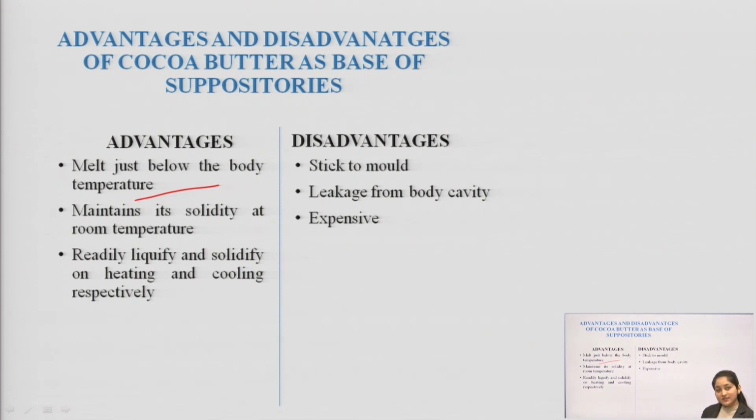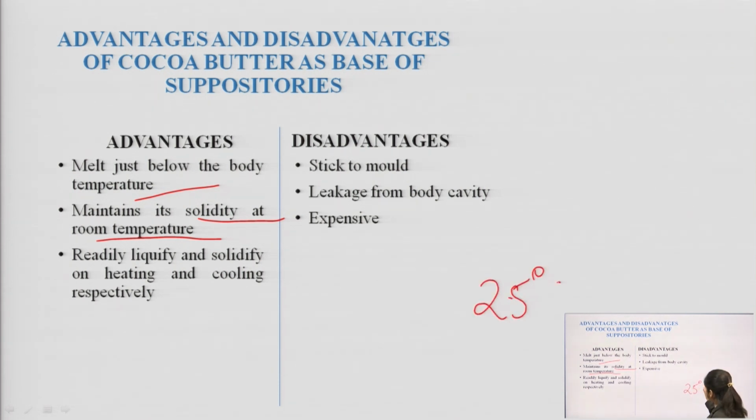Let us move on to the next advantage. It maintains its solidity at room temperature. Definitely, as we know, if the room temperature is somewhere around 25 to 30 degrees Celsius, cocoa butter is not going to melt; it is going to remain firm and solid at room temperature. In such cases the temperature is usually around 30 to 35 degrees Celsius at most, or somewhere around 25 degrees Celsius, because room temperature is often considered to be 25 degrees Celsius.